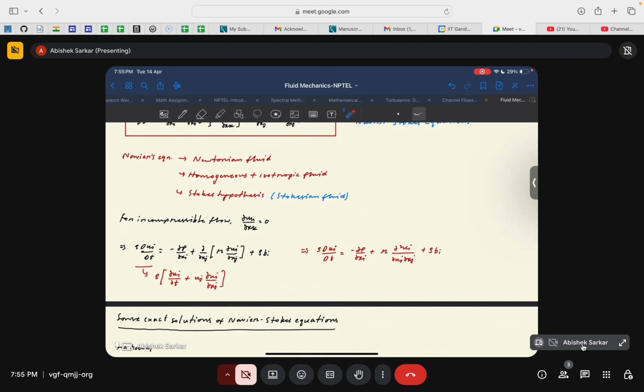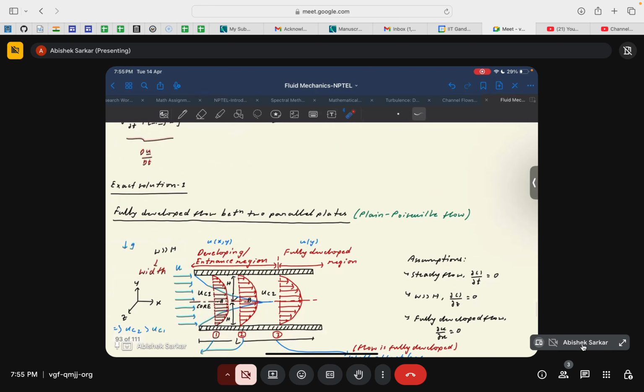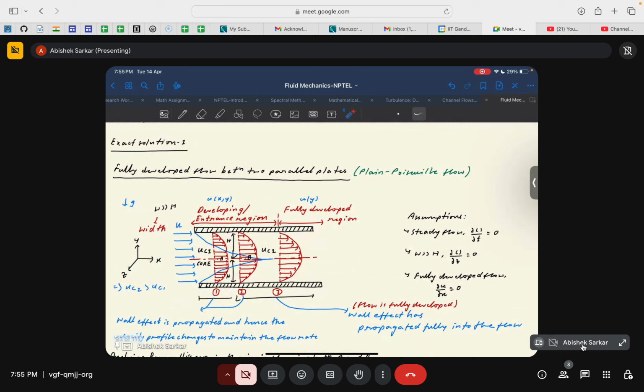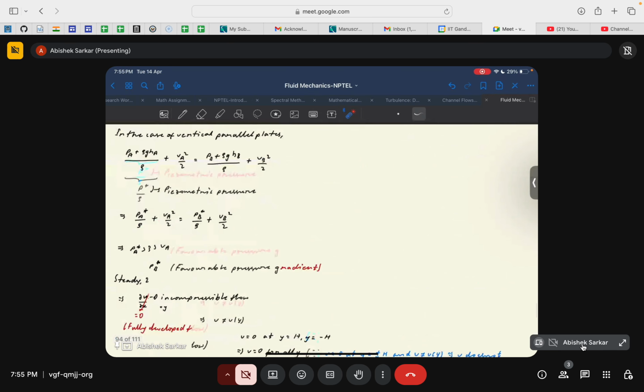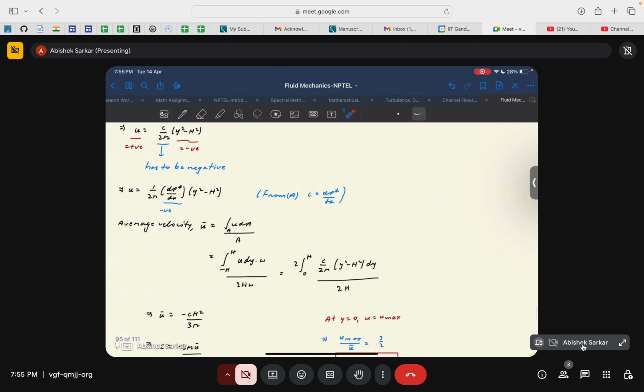Then we eventually understood that solving this equation completely was impossible. So we looked into some exact solutions such as flow between two infinitely large parallel plates and flow between pipes. So this was the first exact solution, that is fully developed flow between two parallel plates. So the velocity profile in this case, let me just go back, was found out to vary as this.